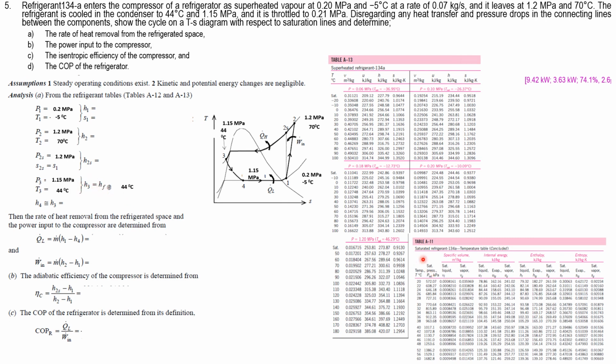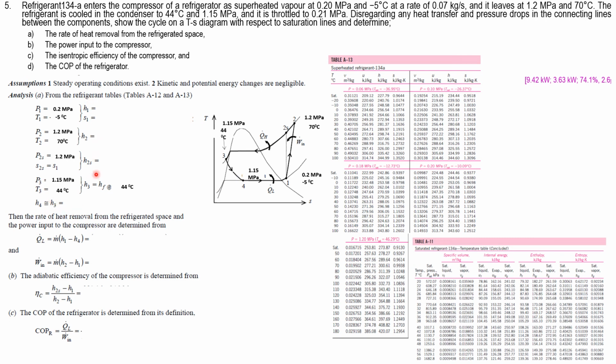So you will need to go back to your saturated refrigerant R134A, go to the temperature at 44, and then you find what is your HF here. So that will give you your HF, right? Although it is subcooled, but in our assumption, right, we will assume it to be here. Right, so you can use the value for HF at 44 degrees C, and then that will correspond to the same value for your H4 as well.